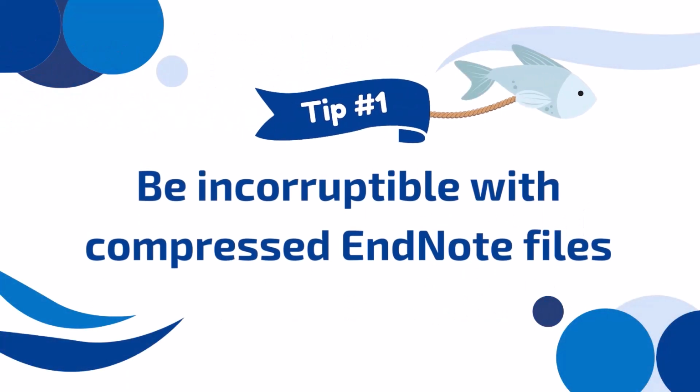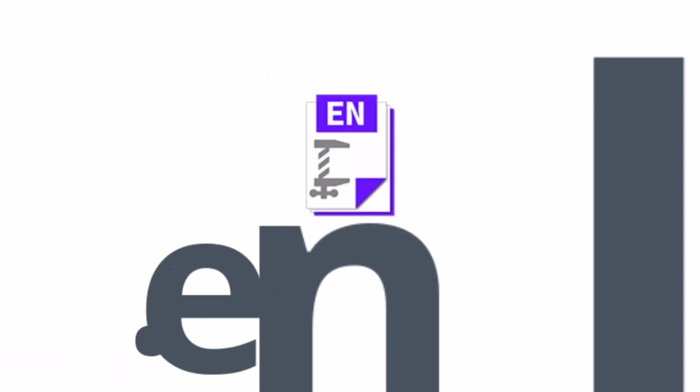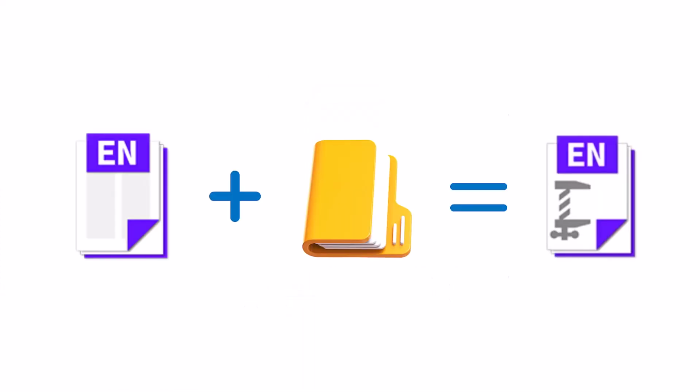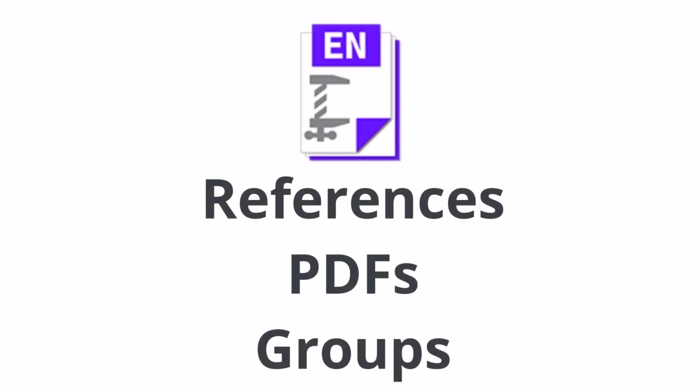Tip number 1. Be incorruptible with compressed EndNote files. You may have received a compressed EndNote library from our research service. This file has an ENLX extension. It incorporates a regular EndNote library and associated data folder into a single file. This means that when you click the compressed file, it opens up a new library with references and associated PDFs grouped together in the same way as the person who created it.